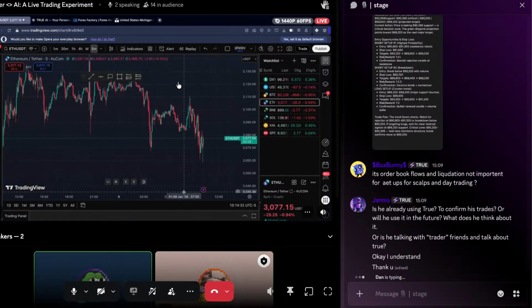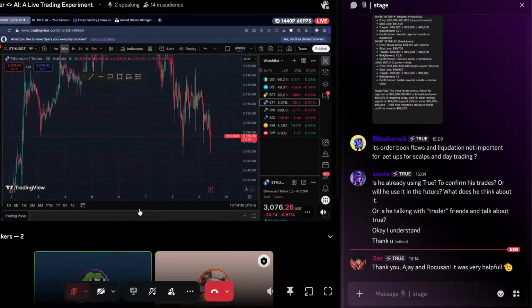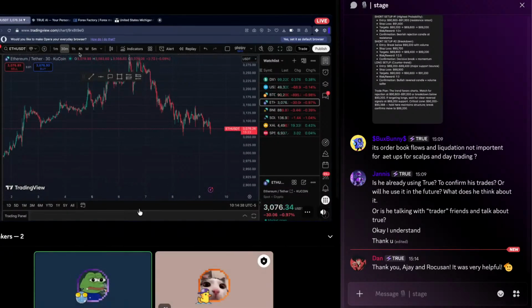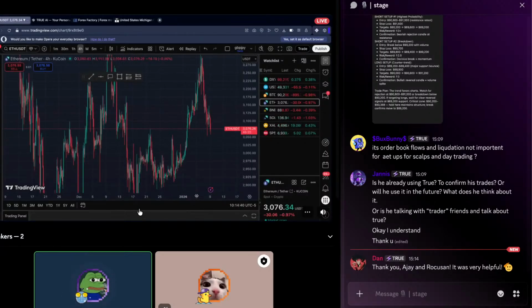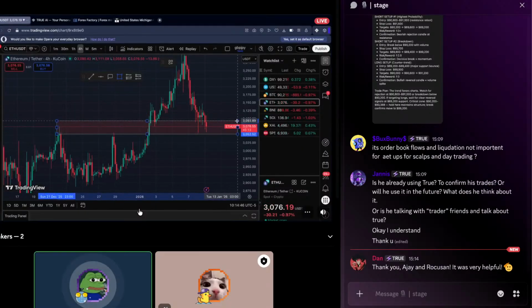Before I do the stream, I kind of want to give a trade idea on Ethereum because I think Ethereum is actually sitting at a very sweet spot, right? Ethereum is currently retesting this order block that we broke out from.